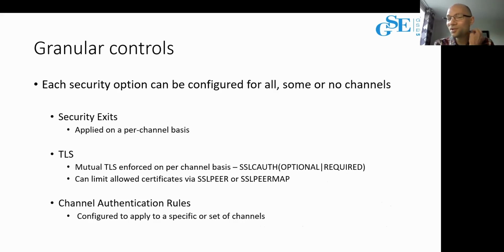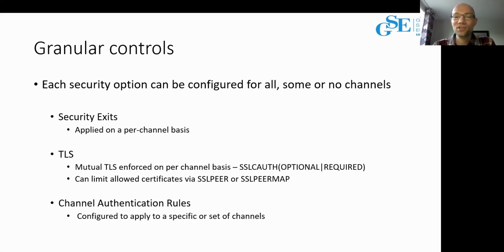And the way that you do that using the facilities that I've introduced to you in the last few slides is that you can configure most of what I've talked about on a per channel basis. So security exits, for example, you can apply those on a per channel basis. You can put in the channel definition which security exit should be called when a new connection comes into this channel. With TLS as well, you can set in the channel definition whether clients should be required to send a certificate or not when they connect to the channel.